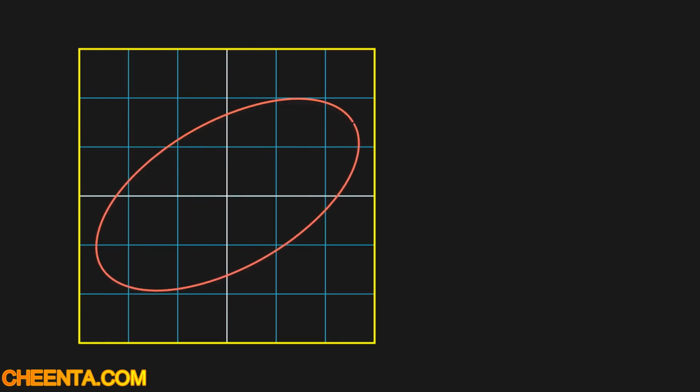So I can take the ellipse for our case. This particular thing will be a little bit simpler to handle. So now let's see how to prove this.